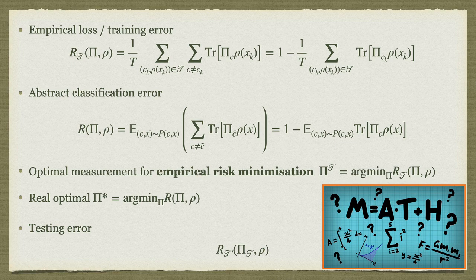So in this language, the testing error is the one written in the last equation, and it is basically the empirical loss over the testing set, which is capital T prime, when we use the pi of capital T that was constructed from the training set. So this loss is a single-shot linear loss, but later on I will discuss what happens with multiple shots, so when we use multiple copies of the states to perform the discrimination task and the classification task.